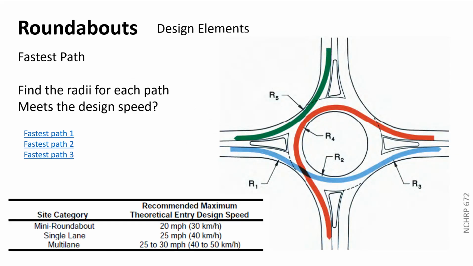And that brings us to fastest path, and that's what we're going to check for. This is right from the guide. Each of these colors is a different movement, right? This is a straight through movement. Here's a left turn movement in the red. And then here in the green is a right turn movement. For each one of those, you have to check the radius of each part of that.